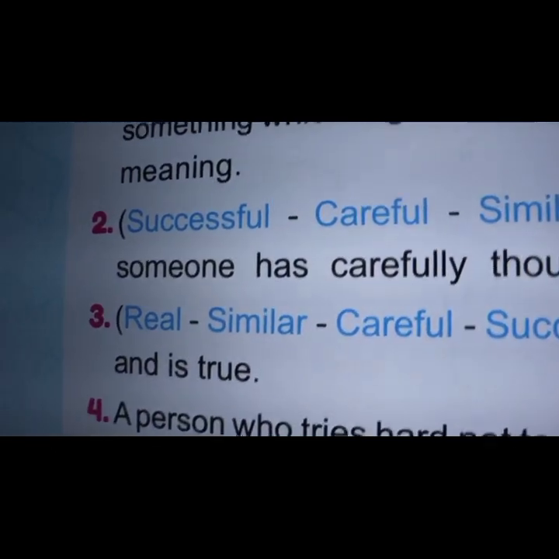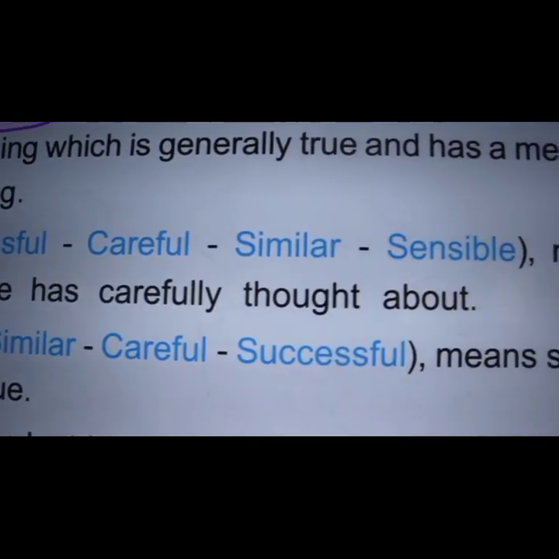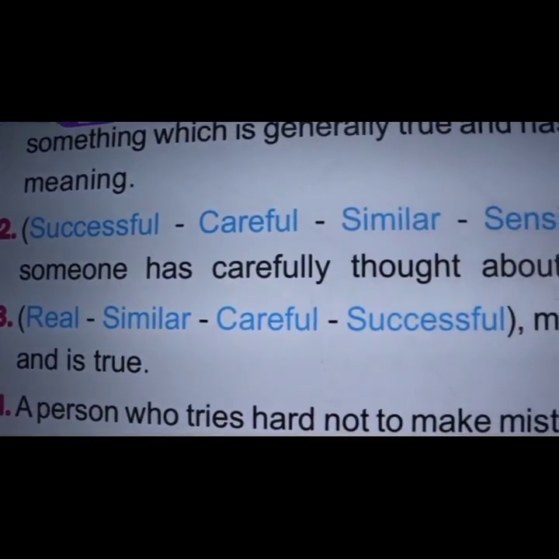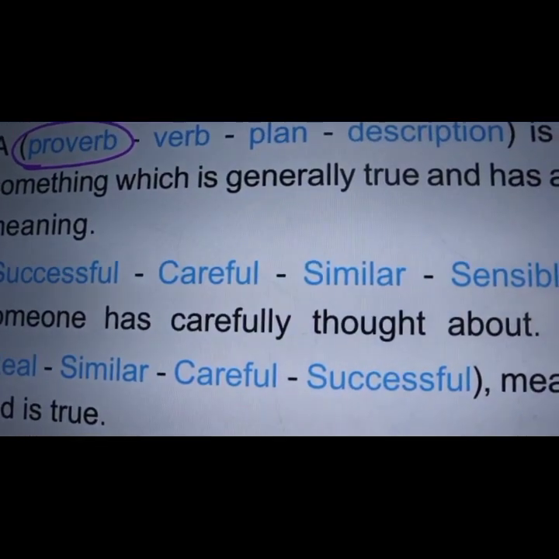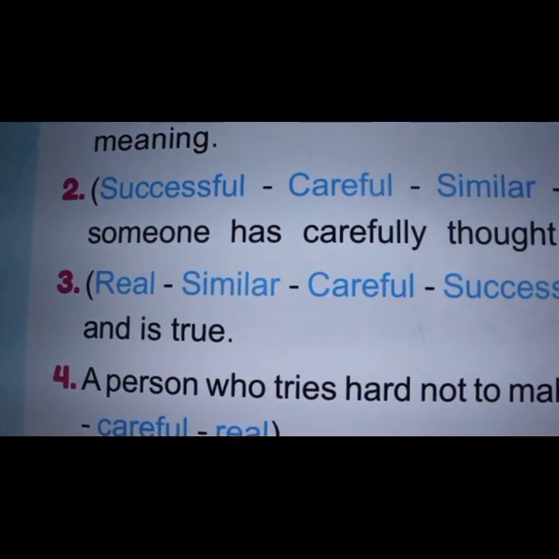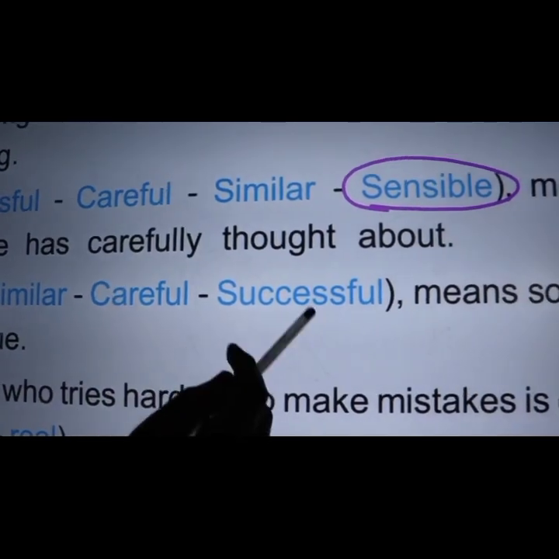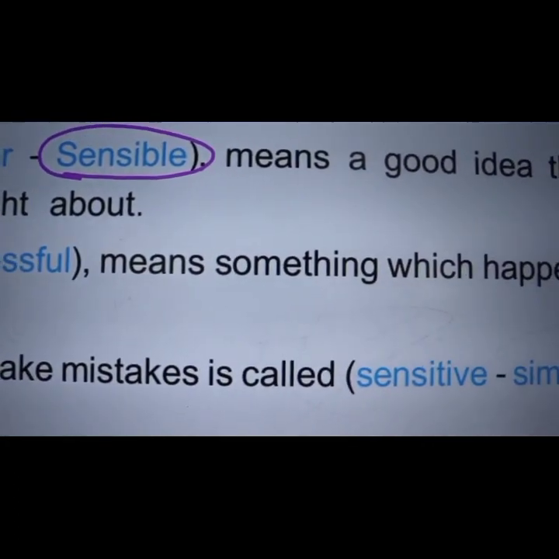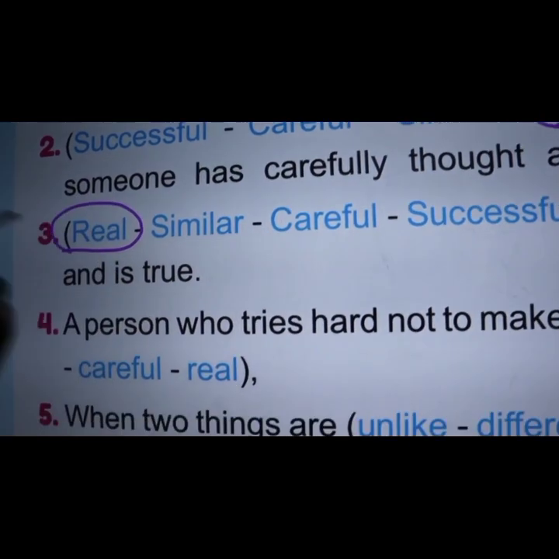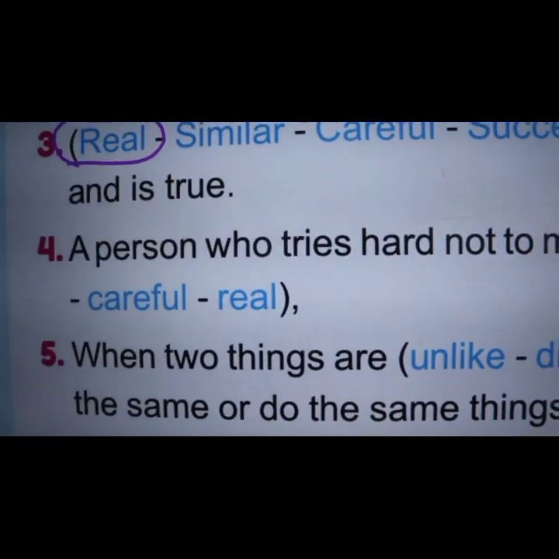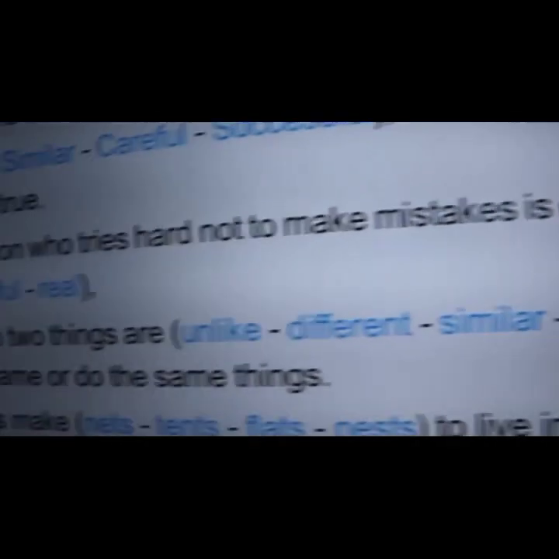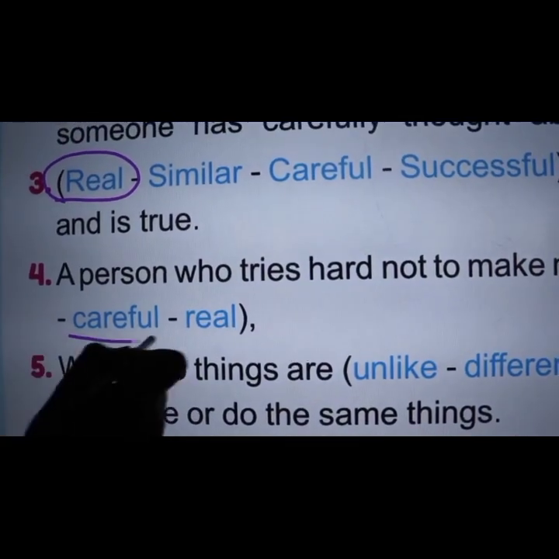Number 2, successful or colorful or similar or sensible means a good idea that someone has carefully thought about. If you think carefully, you will notice this is the definition of the word sensible. Number 3, real or similar or careful or successful means something which happens and it's true. This is the definition of the word real. Number 4, a person who tries hard not to make mistakes is called sensitive or similar or careful or real. Absolutely, we call this one careful.